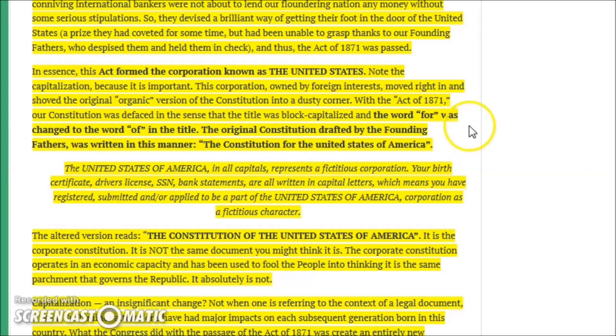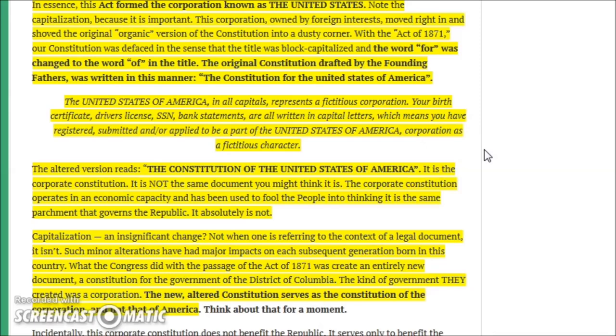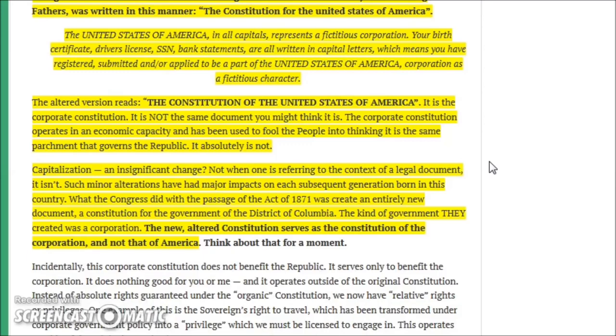And what they did in the 1871, it was defaced in the sense that the title was block capitalized and the word for was changed to the word of in the title. So instead of United States for America, it became United States of America, all in capital letters. It goes on to say here, the United States of America, capital letters, represents a fictitious corporation. Your birth certificate, driver's license, social security number, bank statements are all written in capital letters, which means you have registered, regis means crown, submitted and or applied to a part of the United States of America corporation as a fictitious character. The altered version, the capital letters, the Constitution of the United States of America.